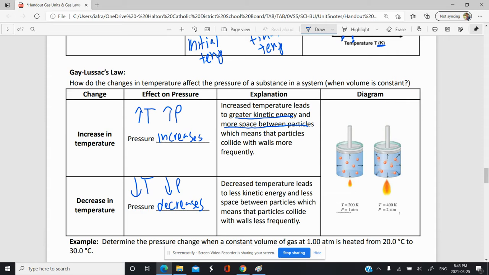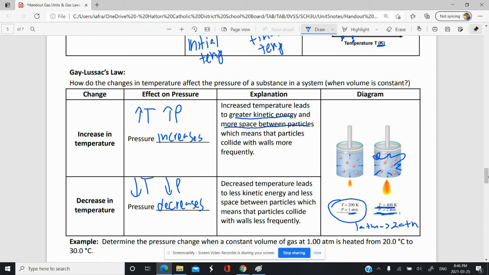So here we have an initial temperature and pressure. Temperature is 200 Kelvin, pressure is 1 atm, and they're hitting the wall, so they give us a pressure of 1 atm. But as soon as I double the temperature to 400 Kelvin, you'll notice that these are moving faster and hitting the walls more frequently, and as a result of that, the pressure has doubled as well. It went from 1 atm to 2 atm.